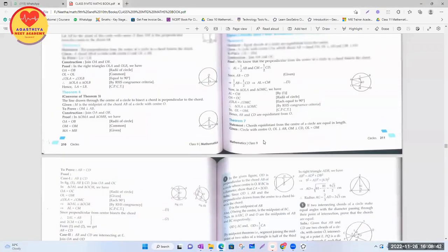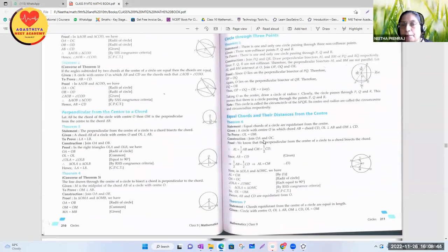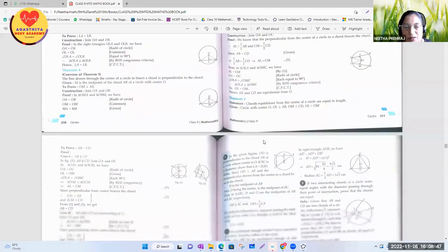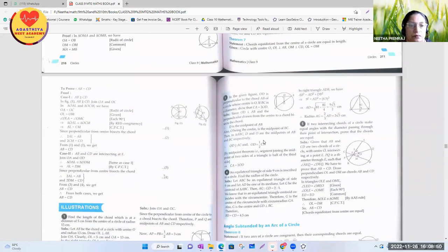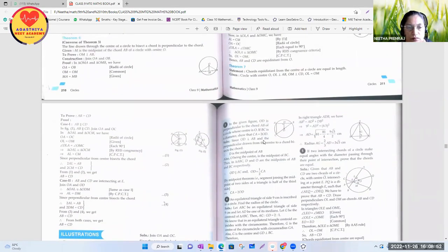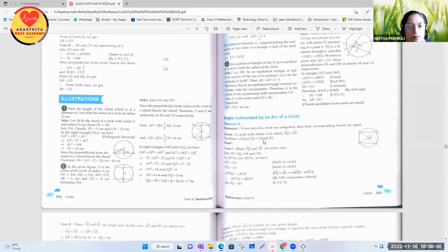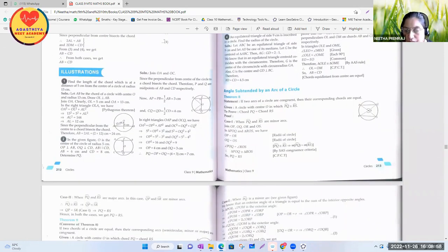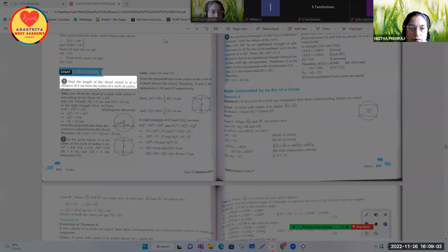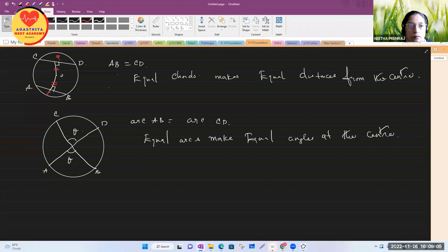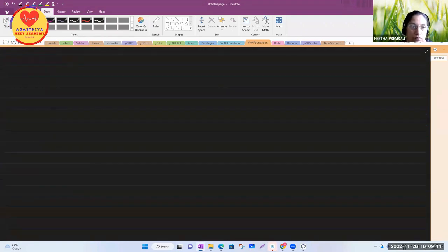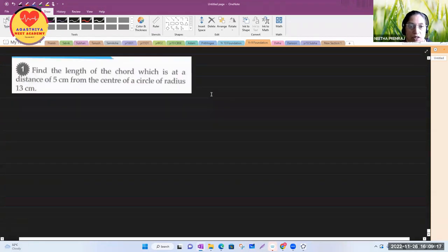Based on this, we will see some sums. These are all theorems that we have seen already. Okay. What is given? Find the length of the chord.